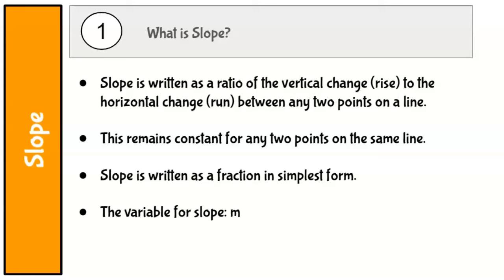This remains constant for any two points on the same line. No matter what two points you pick, you are going to get the same slope if it is linear. Slope is always written as a fraction in simplest form, and the variable for slope is m. I like to say it's how you move from one point to the other. That's why it's m.